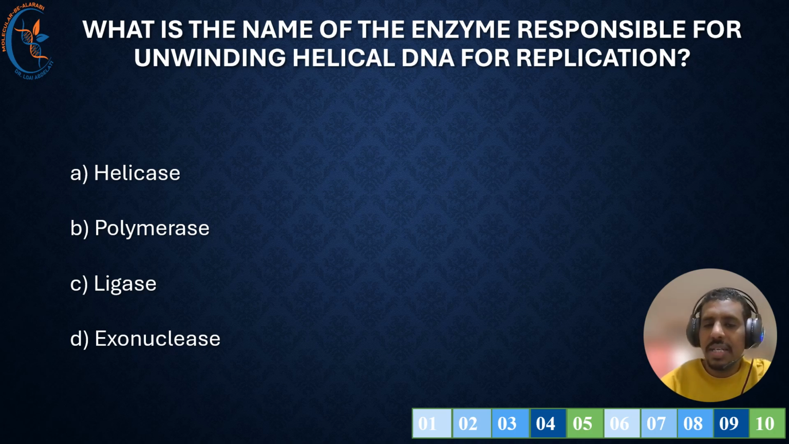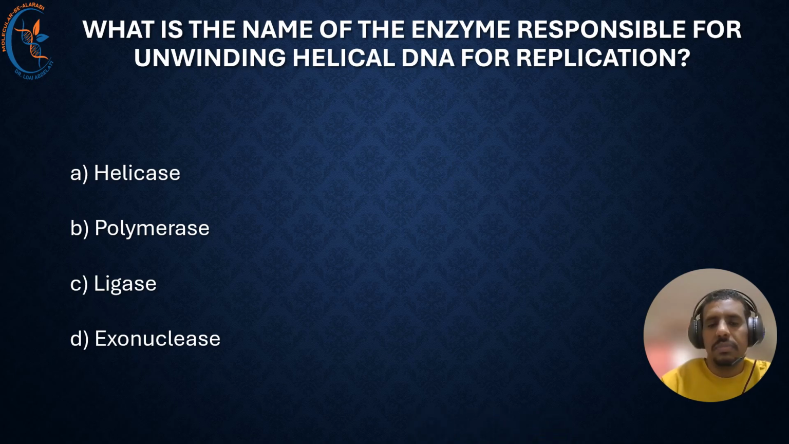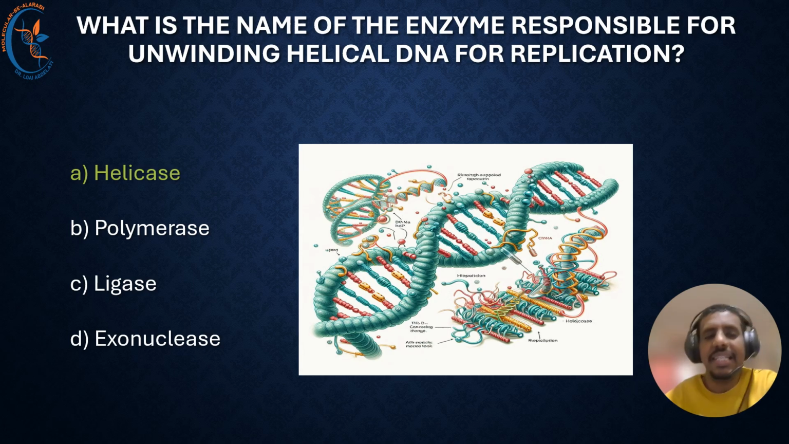What is the name of the enzyme responsible for unwinding helical DNA for replication? 10 seconds. The correct answer is helicase. As we know, helicase is the enzyme responsible for unwinding the helical structure of DNA during replication. It catalyzes the breaking of the hydrogen bonds between the complementary base pairs, allowing the two strands of the DNA double helix to separate and form a replication fork.